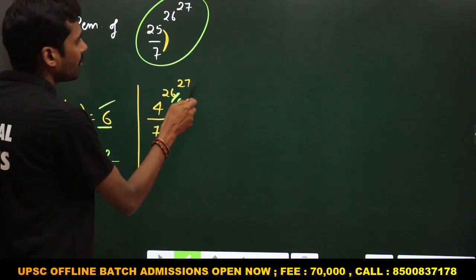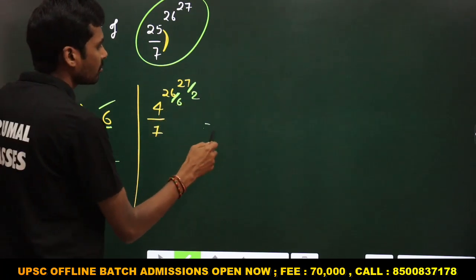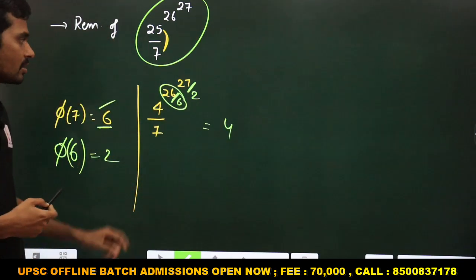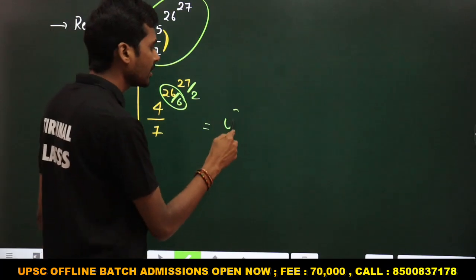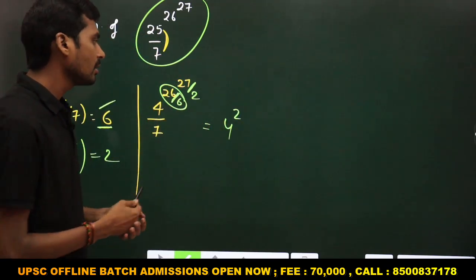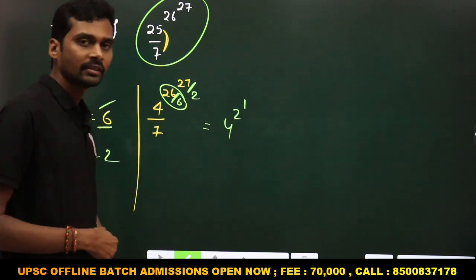Okay, now you divide this number with 2. It becomes what? 4 to the power of, what is the remainder when 26 is divided by 6? 6 4s are 24. The remainder is 2. And the next power is what? 27 by 2. What is the remainder? Yes, 1. 2 13s are 26.